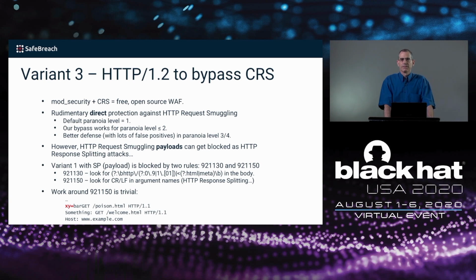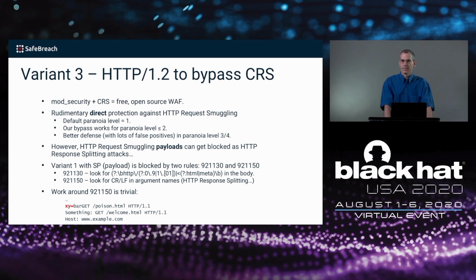Some interesting variants I discovered relate to how ModSecurity plus CRS behave, specifically this Core Rule Set. ModSecurity plus CRS is actually a free and open source web application firewall. It provides some rudimentary direct protection against HTTP request smuggling. It has paranoia levels. It runs by default in paranoia level 1. And it has some more strict rules in paranoia level 3 or 4, but these generate a lot of false positives, so they practically cannot be used in production environments. And our bypass works for paranoia levels 1 and 2.